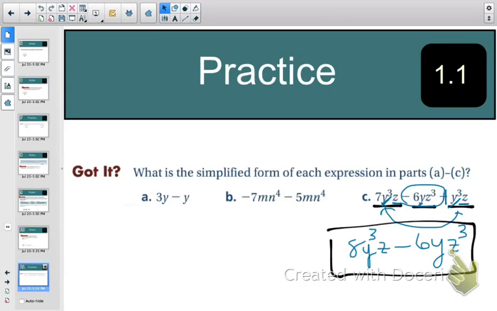Alright, you can go ahead and try A and B. They are simple, just adding the coefficients together.